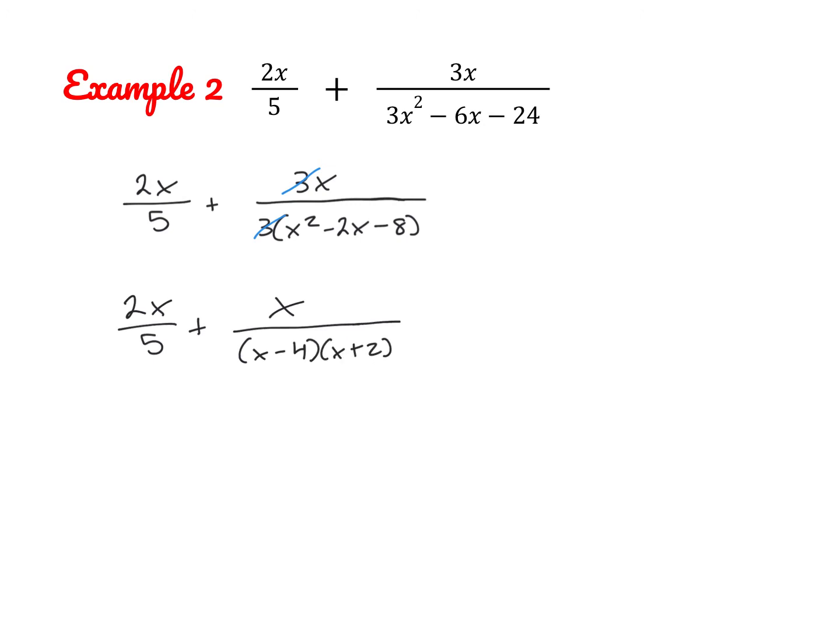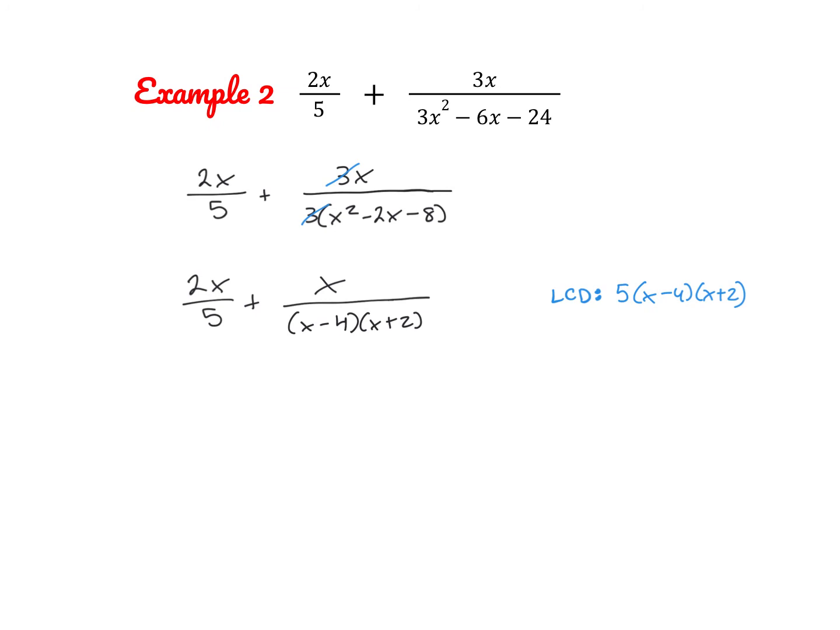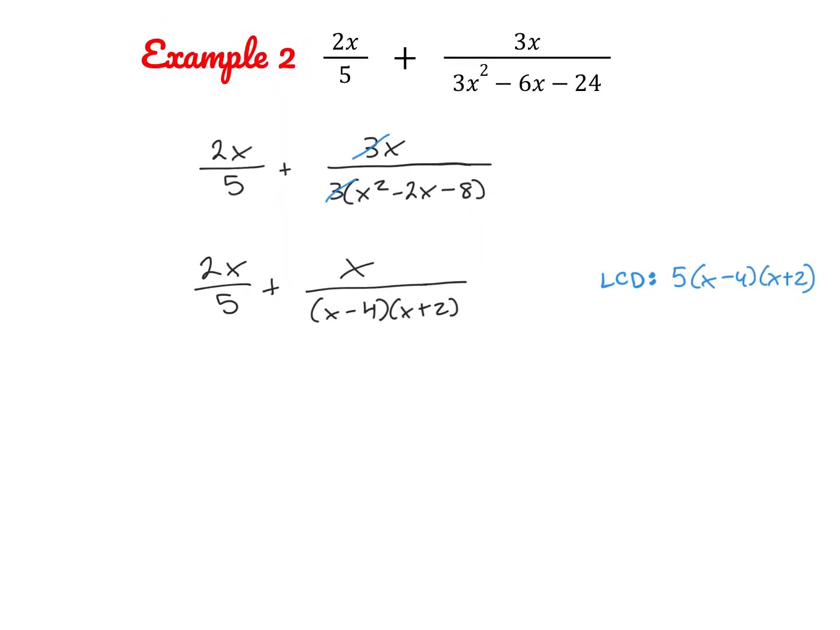Okay, so now I need to figure out what my LCD is. The only factor in my first denominator is 5, and then we have x minus 4 times x plus 2 in my second denominator. So our LCD is 5 times x minus 4 times x plus 2. I'm going to see what's missing. From our first expression, we're missing x minus 4 and x plus 2, so I'm going to multiply that in the numerator and denominator. And in our second expression, we're missing the factor of 5, so I'll multiply by 5. Now we're ready to add our expressions.